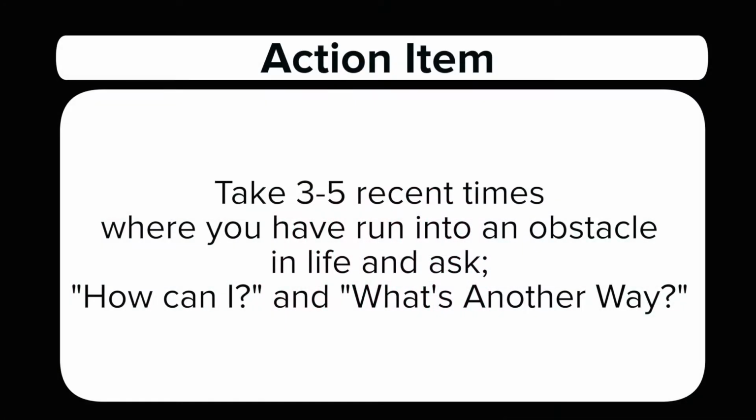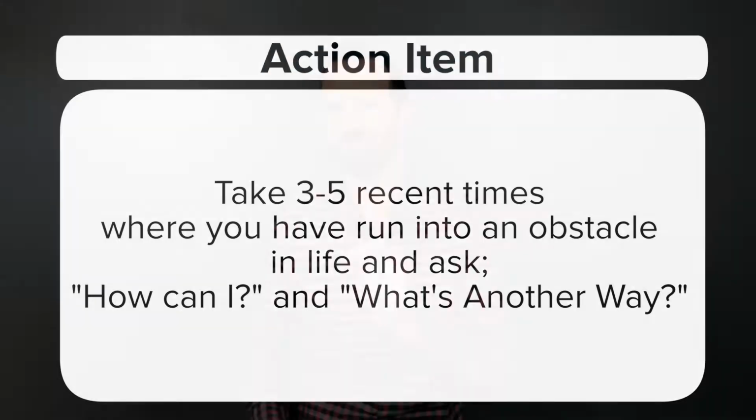Now, here's your action item. Take your list of obstacles from the past experiences and ask the questions, how could I have, and what's another way? Start brainstorming solutions to those obstacles and put them in your toolbox for the future. Special note: at this point, we are only brainstorming. All ideas have value at this point. We can start limiting down what doesn't work and what does work later in the conversation, all right?